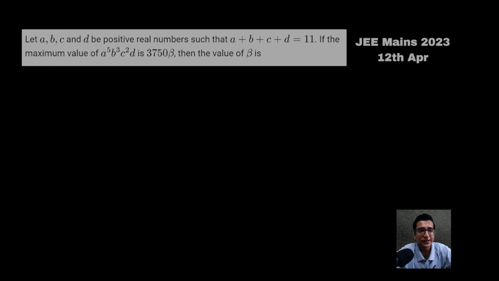Let A, B, C and D be positive real numbers such that A plus B plus C plus D is equal to 11. So let's write down whatever information has been given to us.